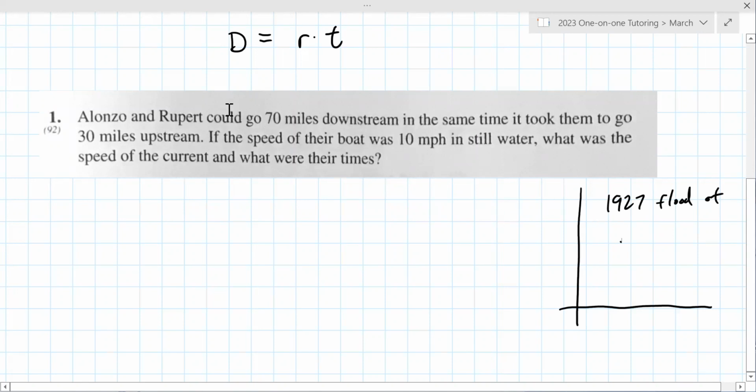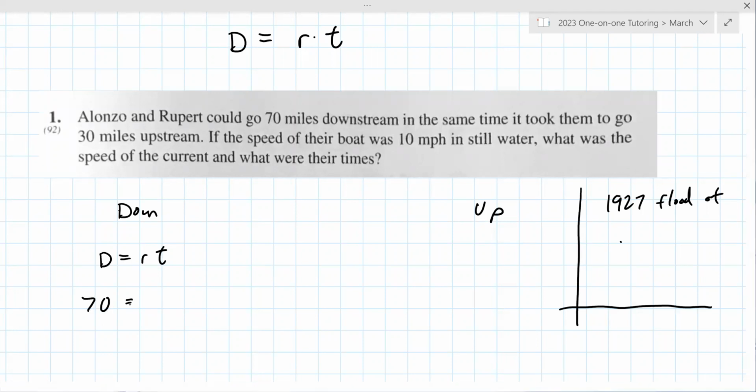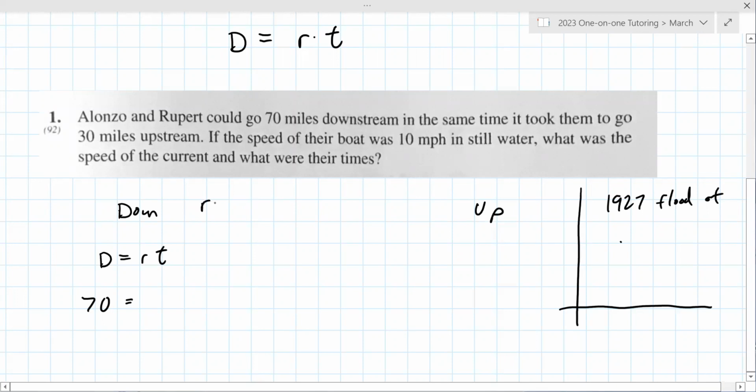But this problem here, you typically look at the downstream and then the upstream. And you're always starting out with D equals RT. I don't use all the subscripts because I don't think you need those, but it's 70 miles downstream. And what is the rate? Downstream means it's helping you. It's your rate plus the rate of the water. So it's 10 plus W in this example. And we don't know how long it took, but call that T.